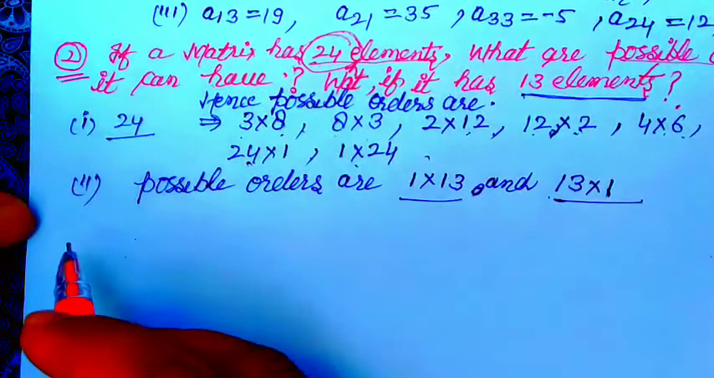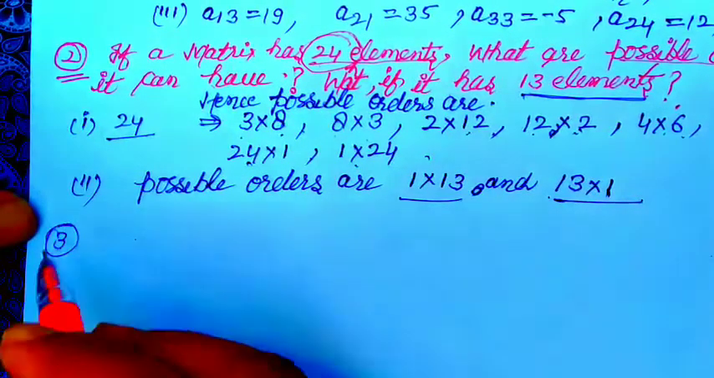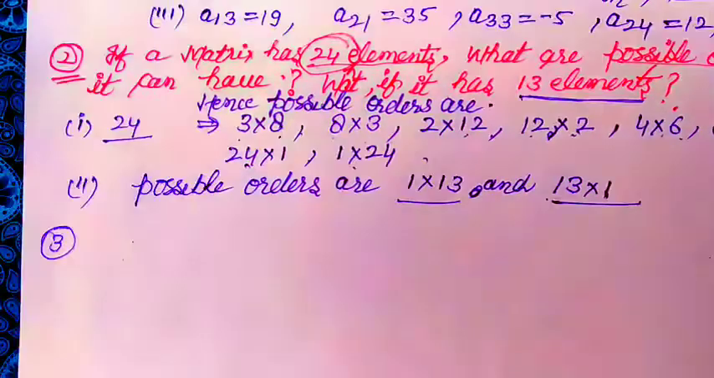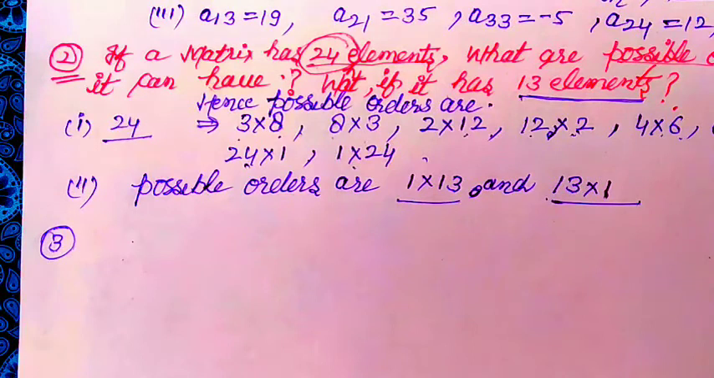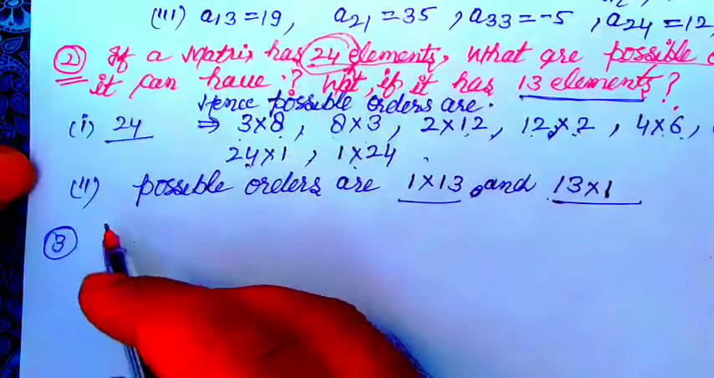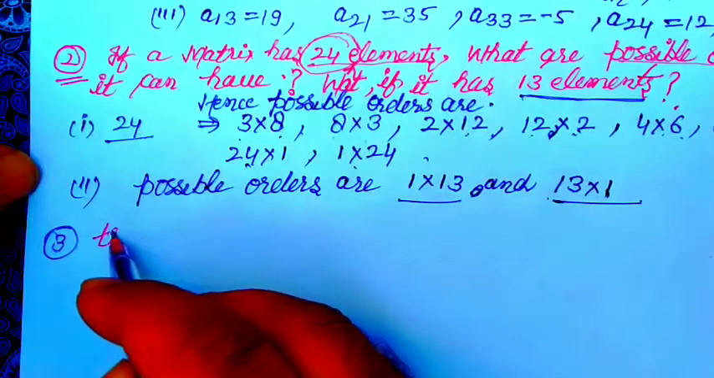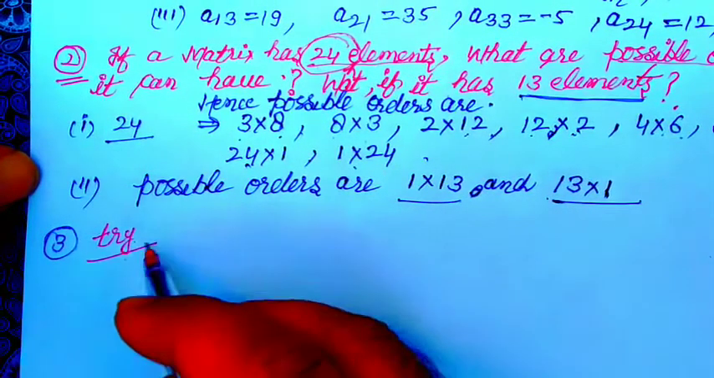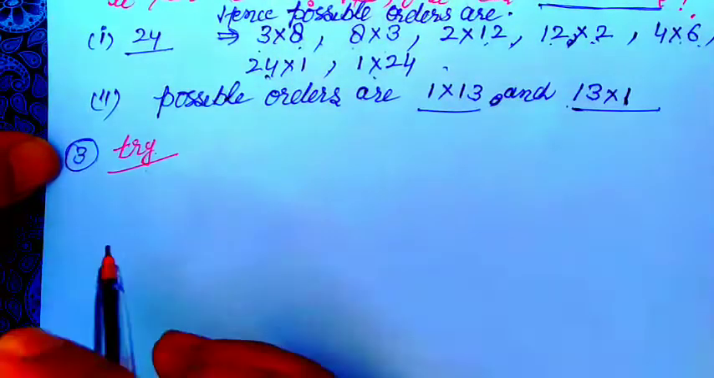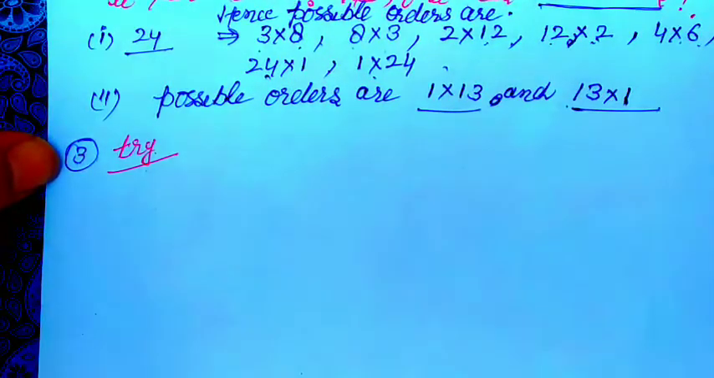Now move to question number 3 here. Question number 3: if a matrix has 18 elements, what are the possible orders it can have? What if it has 5 elements? It is the same as question number 2, so you can do it yourself. Try question number 3.